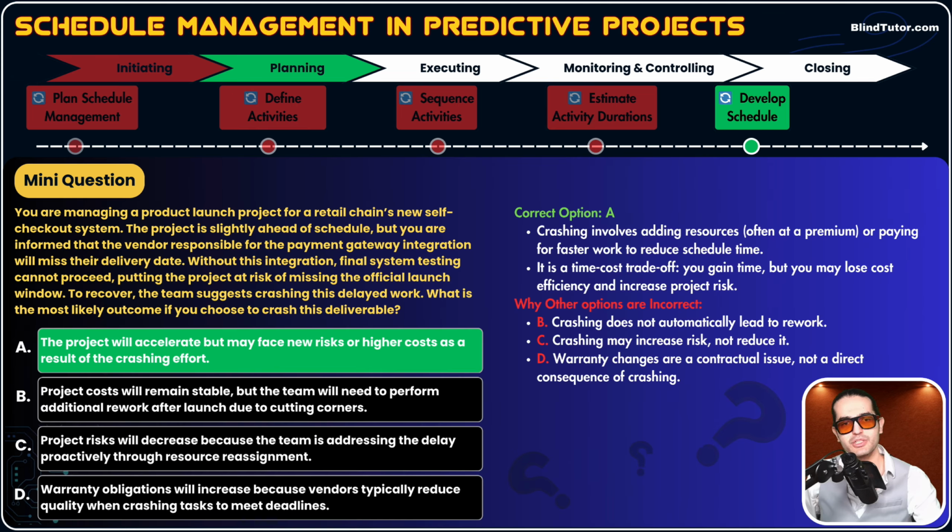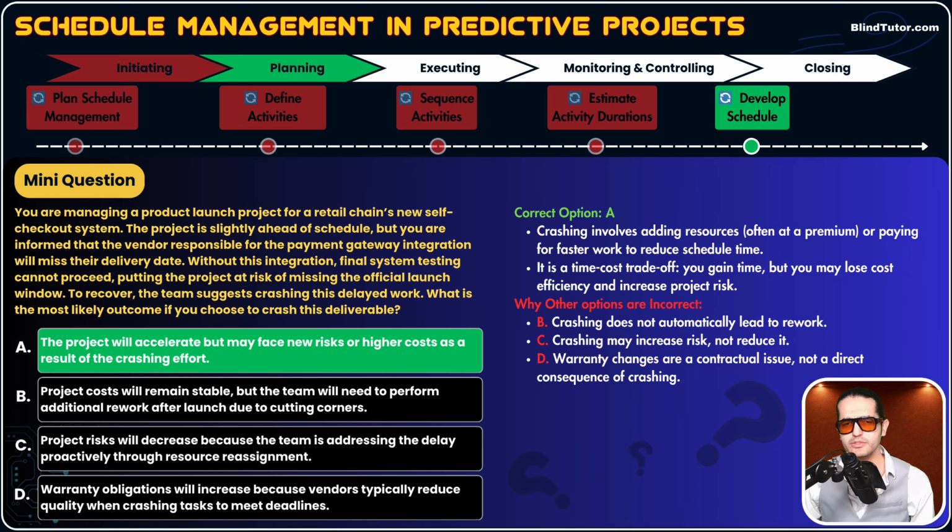Option C says project risks will decrease. No, project risks will increase. Okay, crashing may increase risk, not reduce it, especially when rushing complex integrations or relying on new resources. Guys, we don't know about the quality of new resources. They may not be as good as the old resources. We're talking about risks, okay, they may happen. We're not saying it will definitely happen. There may be some quality risks from doing the crashing compression technique.